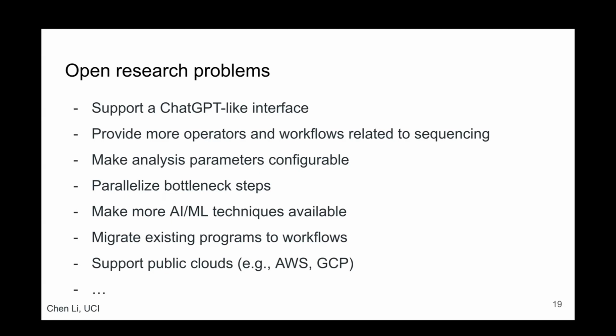Some of the steps are computational bottlenecks, how to parallelize them, like Cell Ranger, or the other one called STARsolo. How to make existing AI/ML techniques easily available to the community. How to make the process of migrating some existing programs to workflows very easy, automatic or semi-automatic. How to support public clouds like AWS and GCP. So the list will go on. So we have many open issues that need to be solved to achieve our goal.